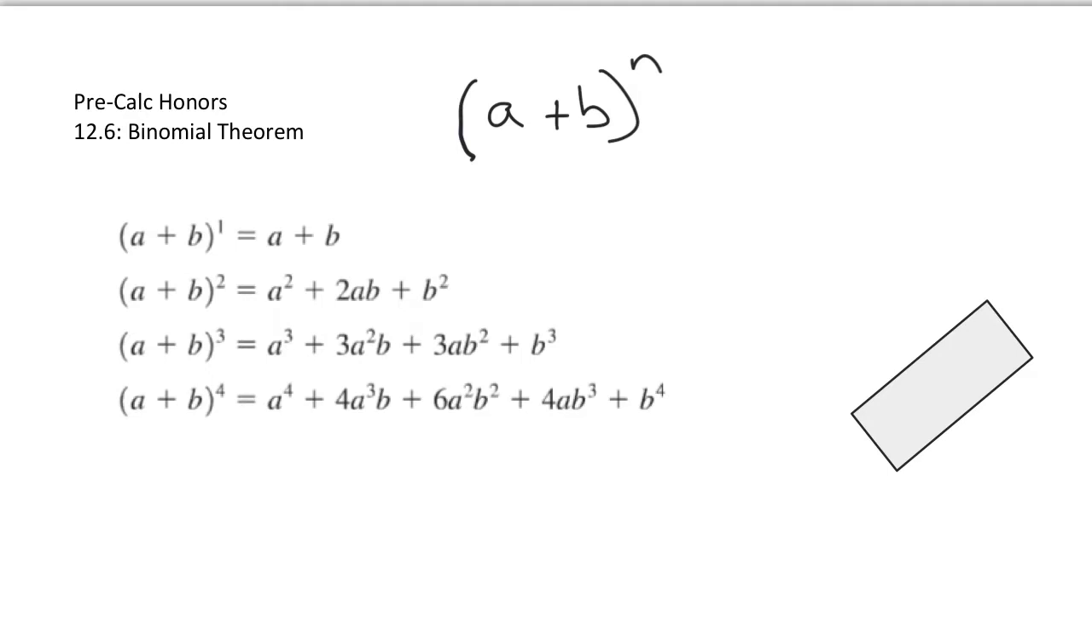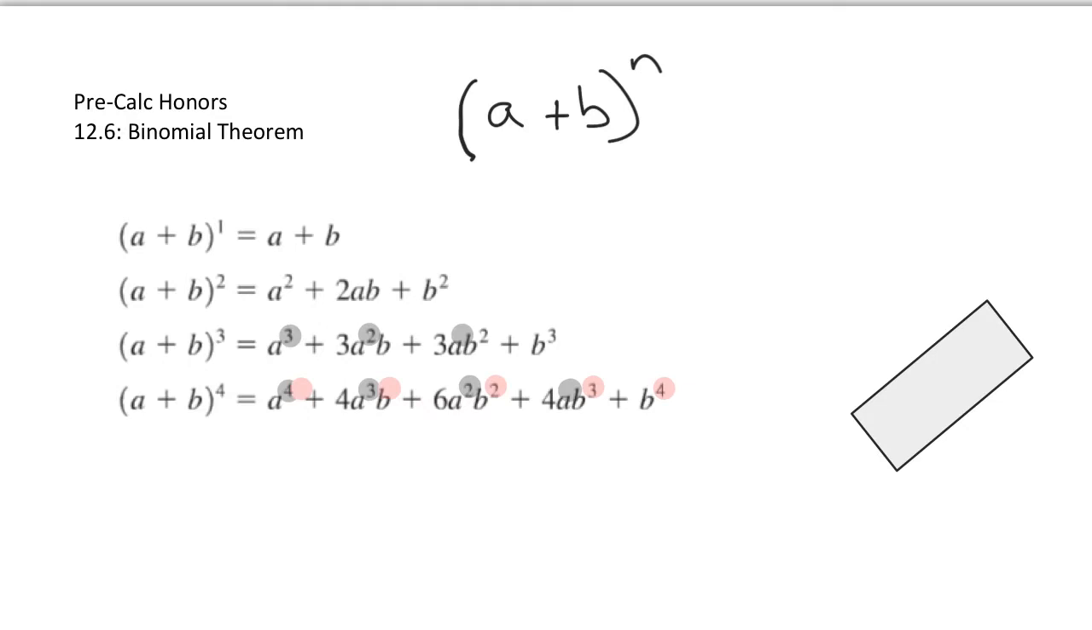Some of the patterns I want to point out are in the exponents of a. If we look at the fourth power here, the exponents of a go from 4 to 3 to 2 to 1, and then really to 0, because a to the 0 is 1, right? You can see that pattern the whole time. The exponents of a count down, and the exponents of b count up. So here we have b to the 0, then b to the first, b to the second, b to the third, b to the fourth.